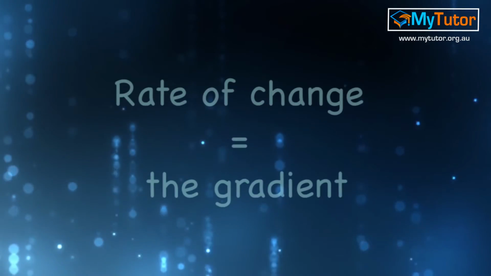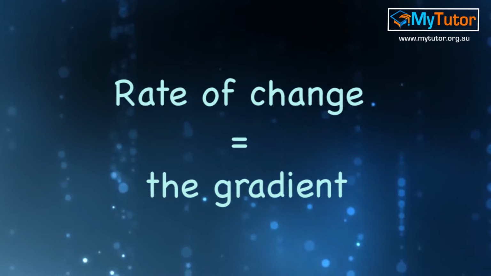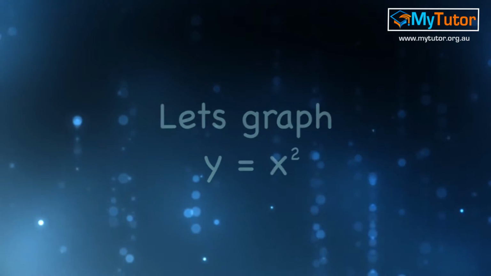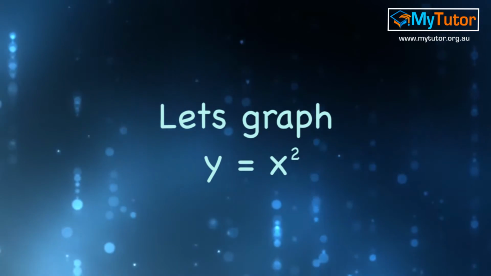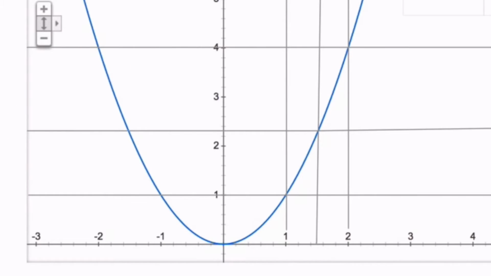We could determine the rate of change or the gradient of any function if we graph the function. Let's start off by looking at a graph of y equals x squared. The graph would look something like this. To work out the gradient, we need to pick 2 points. So we're going to pick this point, which we're going to call point A, and it has the coordinates 1 for the x value and 1 for the y value.